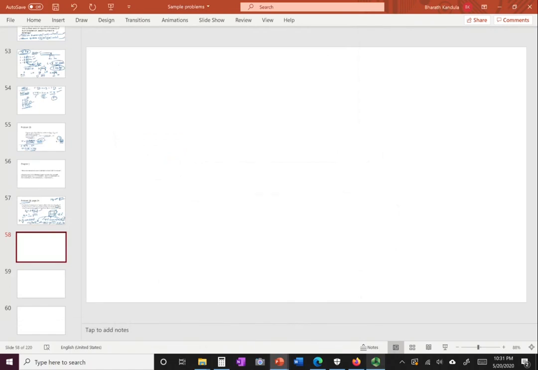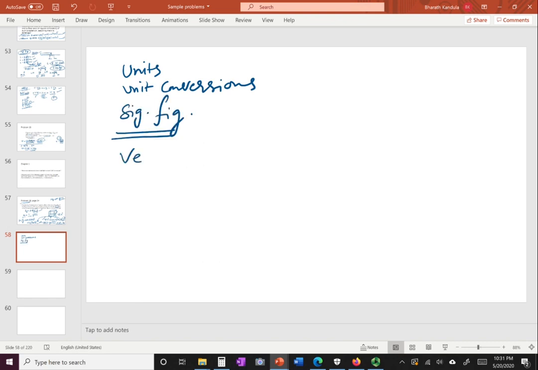Hello students, we are in chapter 1, models, measurements and vectors. So far we discussed units, unit conversions. Also we talked about significant figures. Next topic is vectors, vector components and vector addition.